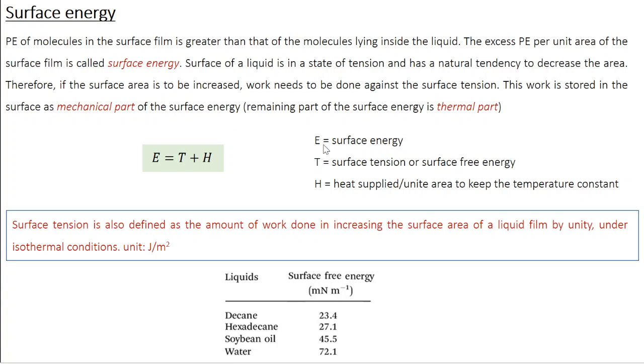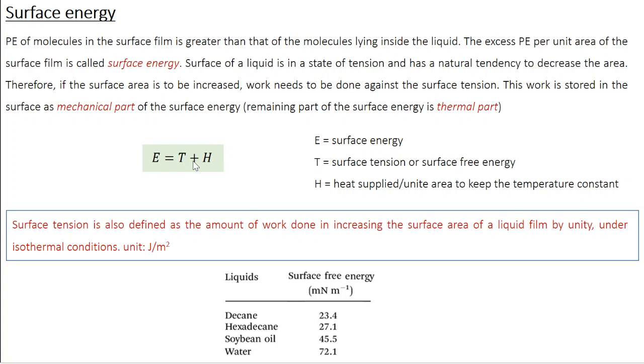So if you call surface energy as E, it has two components. One is the mechanical part, which is the surface tension, and the remaining part is the thermal part, because if you look at the surface of a liquid, there is constant exchange of heat between the surface and the surroundings so as to keep the temperature constant. So surface energy has the surface tension component as well as the thermal component.